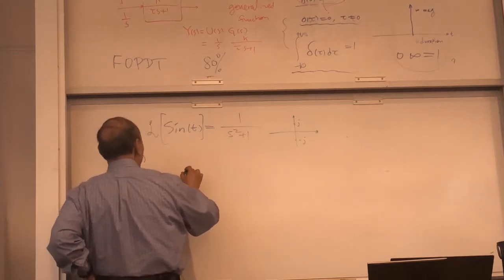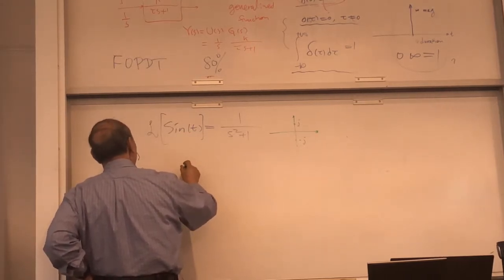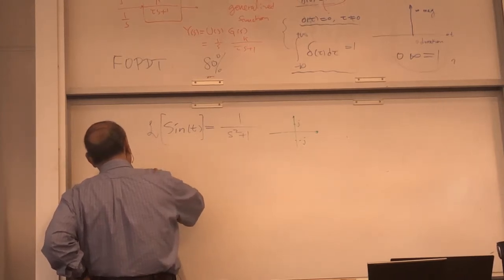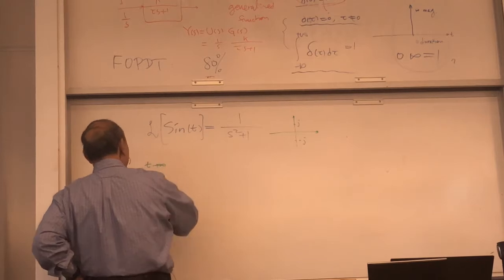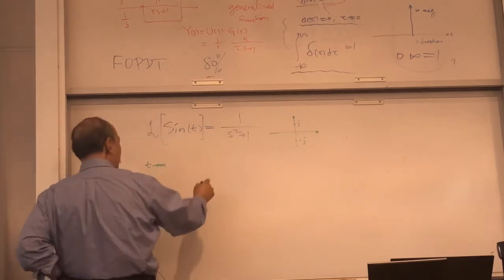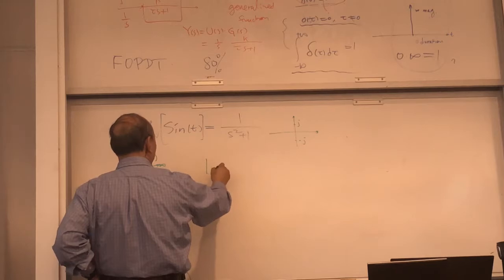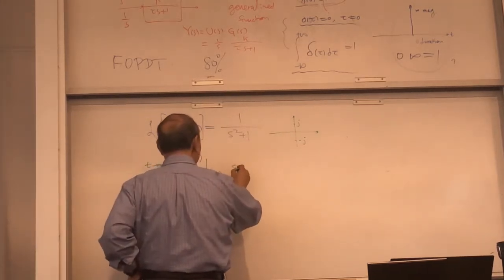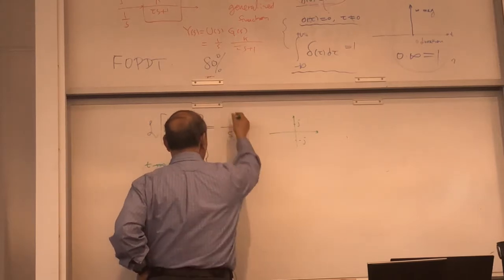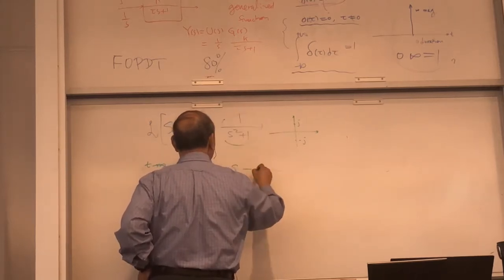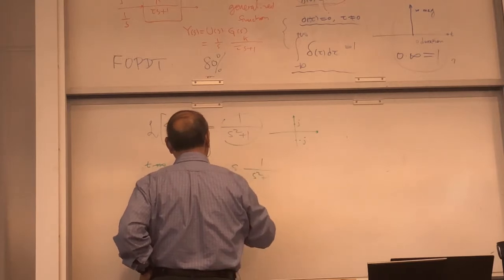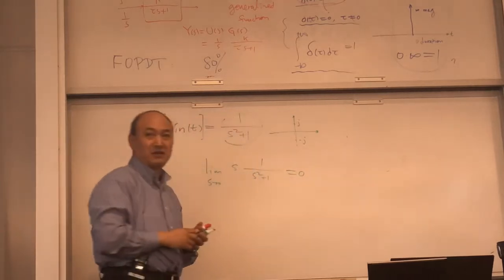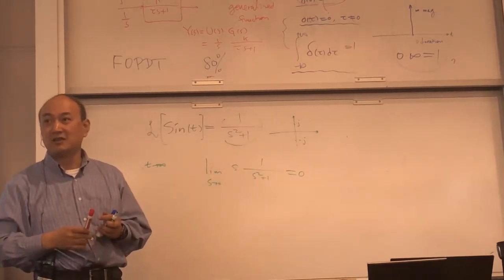Now I want to check what happens when t goes to infinity. I send s to 0, and I have s times the Laplace transform. Copying this, s times 1 over s squared plus 1 is what? This looks right.